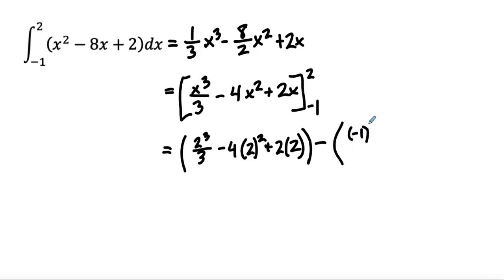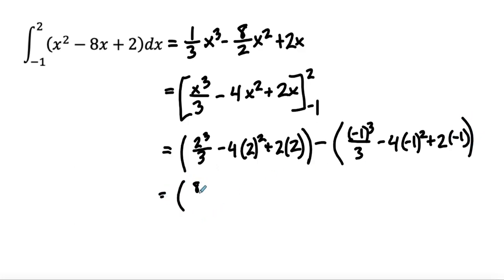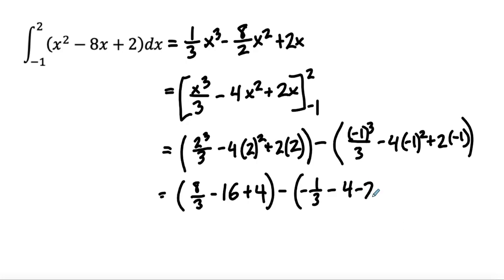So I have negative 1 cubed divided by 3 minus 4 times negative 1 squared. That's just going to become positive 1 plus 2 times negative 1. And now let's start simplifying. So we're going to have 8 over 3. This is going to become 2 times 2 is 4 times negative 4 is minus 16 plus 4. And here we're going to have negative 1/3. And here we're going to have, actually that's still minus 4 because this becomes positive, minus 2.